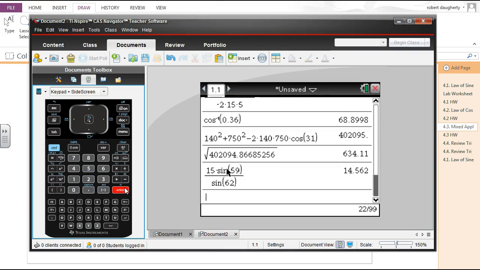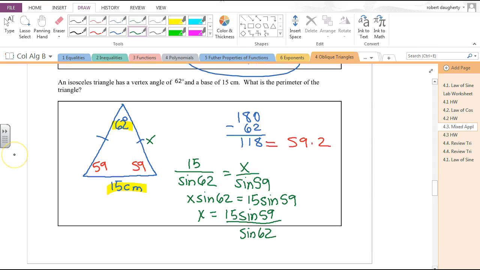So 14.56. So this side is 14.56. What is this side over here? 14.56. How do I find the perimeter of that triangle? What is it? You add all these things together.